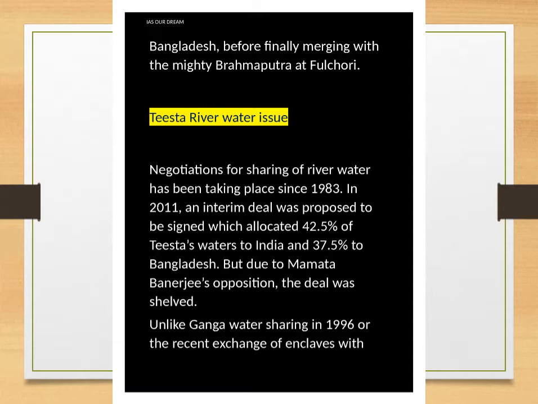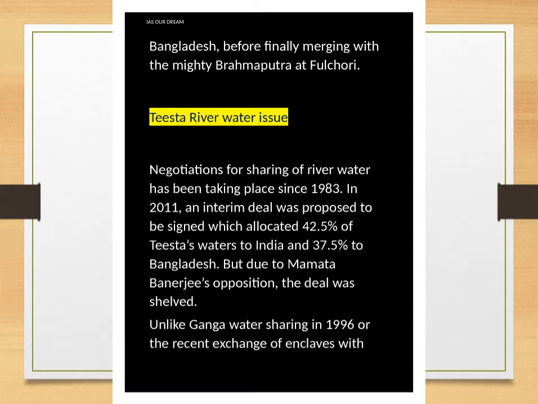Now we'll move towards what the issue between India and Bangladesh is regarding the Teesta river. Negotiations for sharing of this river started in 1983, and in 2011 an interim deal was proposed to be signed which allocated 42.5% of Teesta's water to India and 37.5% to Bangladesh, and 20% would be for free flow. So 42.5 plus 37.5 amounts to 80%, and 20% for free flow.